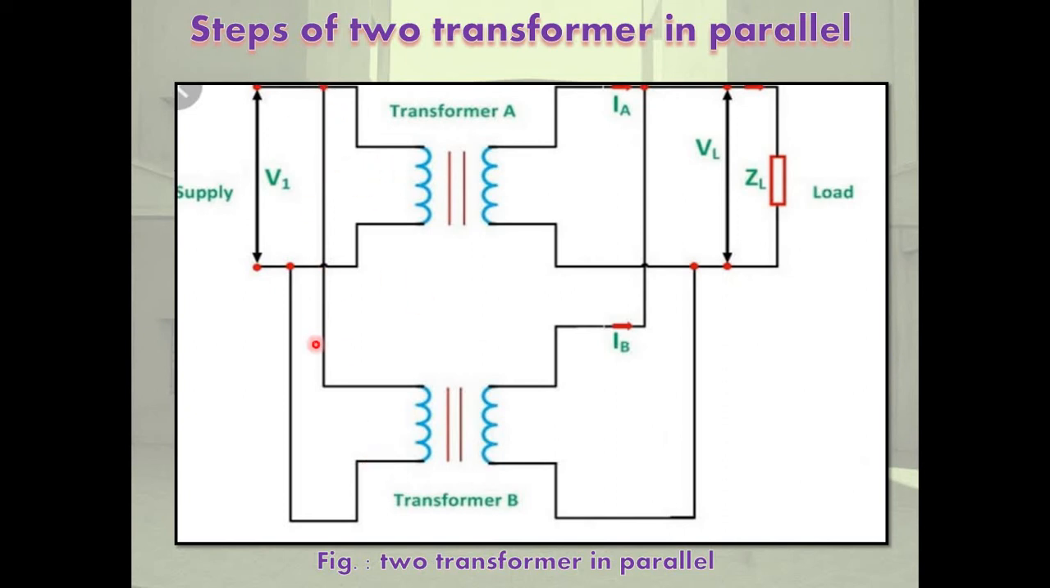Primary winding first terminal is connected to the secondary first terminal, and the secondary terminal is connected to the second transformer's secondary connection. Then this secondary winding side is connected with the load. This secondary winding's first terminal is connected to the first transformer's first terminal, and the second terminal is connected to the first transformer's second terminal. So this is a supply V1, this is a load side VL. This is currents IA and IB. So two transformers are in parallel operation.